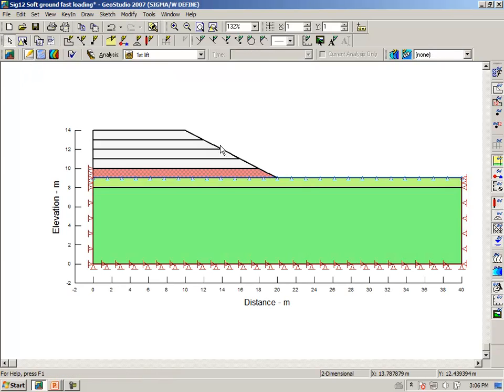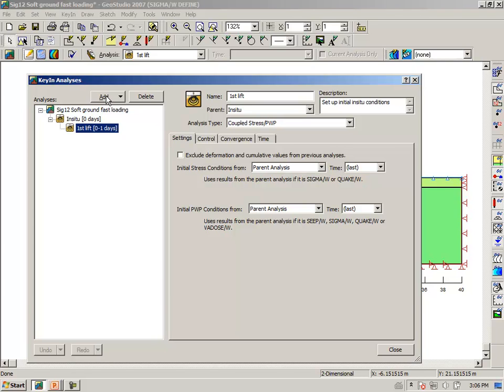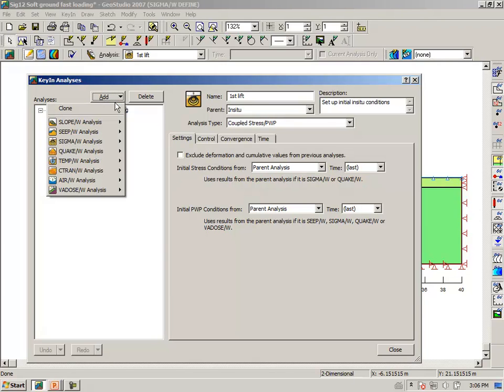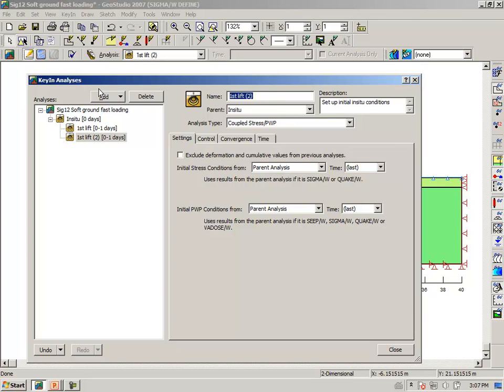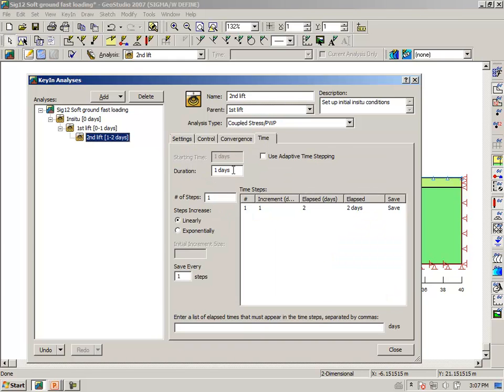Going back to the defined view, we can now begin to place our fill in layers under key in analysis. We clone the first lift and say second lift. And the parent now becomes the first lift. Once again, we want to place the lift in 1 day, so our delta T is 1 day.